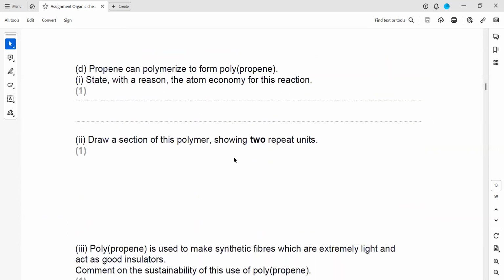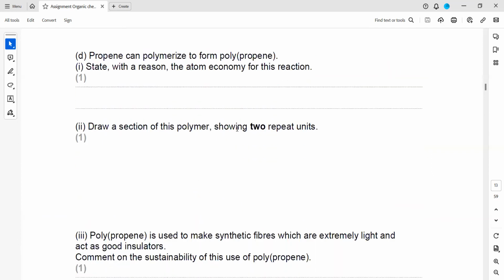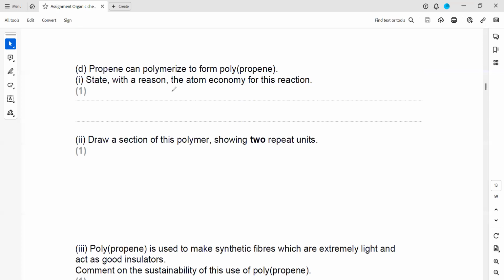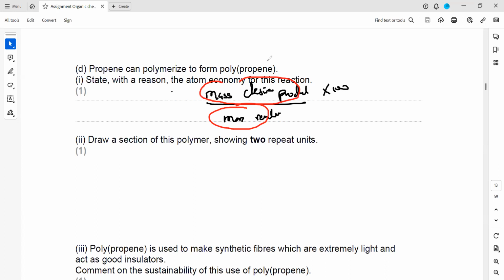Then propene can be polymerized to form polypropene. State the reason for the atom economy of this. Look, what is the atom economy? Atom economy is basically the mass of a desired product divided by the total mass of the reactants or the products, times 100. So in addition reactions, the mass of the desired product is always the same as the mass of the reactants, because the desired product is the only product. So when we work out the percentage atom economy, these two will be the same, so they cancel out each other.